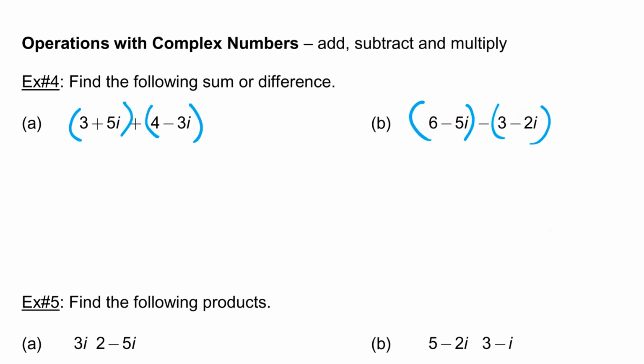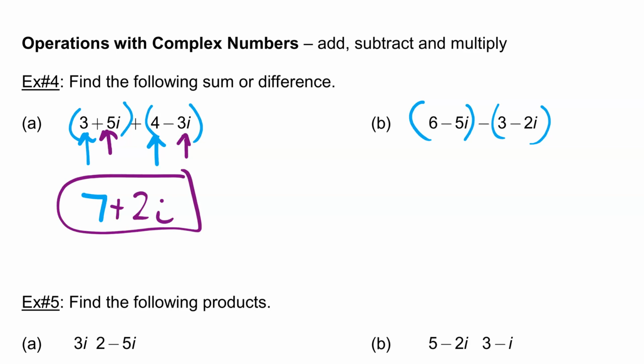Top of page 36. So I have to combine like terms. Notice 3 and 4 are both real numbers, and you're adding them. 3 plus 4 is 7. And then I'm looking at the imaginary numbers. 5i plus negative 3i is going to be plus 2i. And that's it. You're just combining.